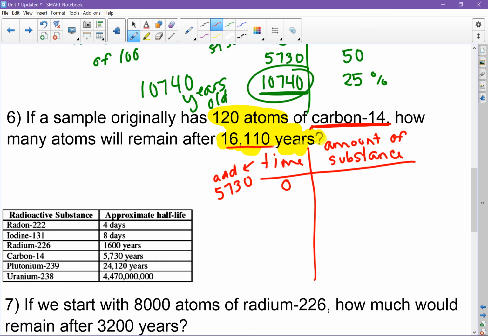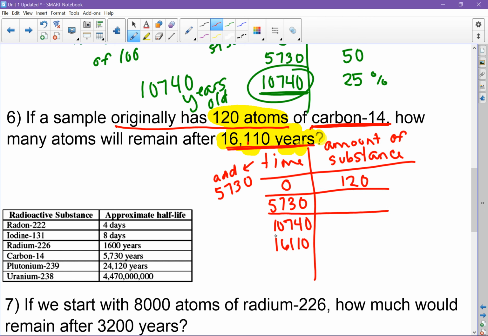I'm going to add until I have this many years go by. So let's do that. Add that half-life once, add it again. Still haven't hit that goal, so we add 5,730 again. There's our goal. So now we can figure out the amount. It says we originally had 120 atoms. So we start here, and we're going to divide in half for each time that we figured out. Divide it in half once, you get 60. Divide in half again, you get 30. Divide in half one more time, you get 15. So at the end, I will have 15 atoms.